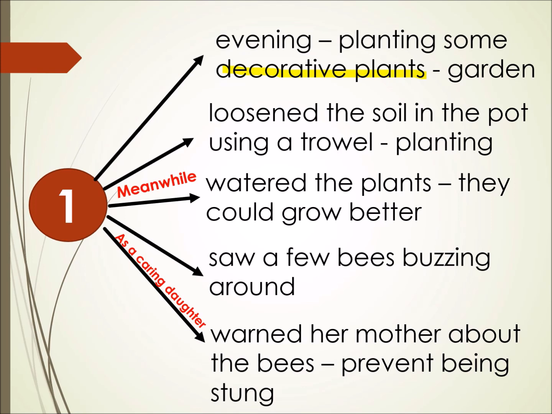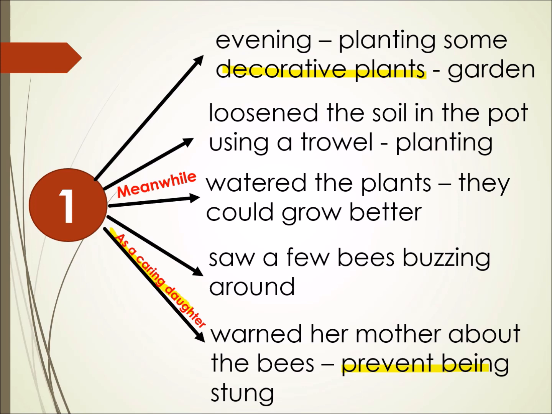As a caring daughter, as a good daughter, she warned her mother about the bees to prevent being stung. This is a linker. To prevent being stung means to avoid, so that you are not stung by the bee. Now remember, if you have mentioned the name earlier on, please use the pronoun she later. So this is the first paragraph.